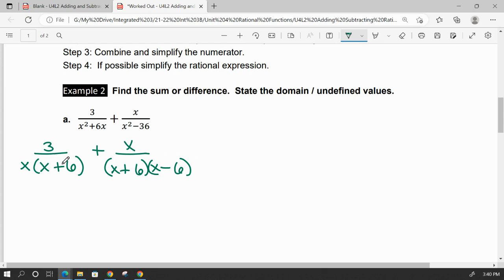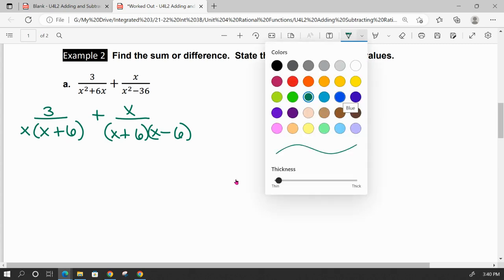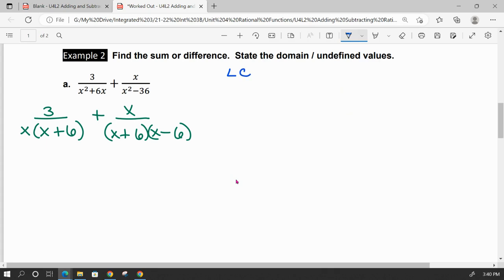So now that our denominators are factored, we need to get a common denominator. So the least common denominator, if your denominator here has a factor of x, then your least common denominator has to have a factor of x as well. If your denominator here has a factor of x plus 6, then the least common denominator also has to have a factor of x plus 6.